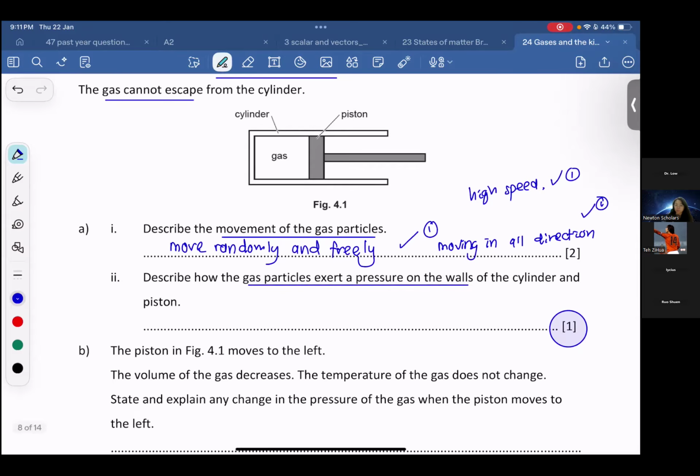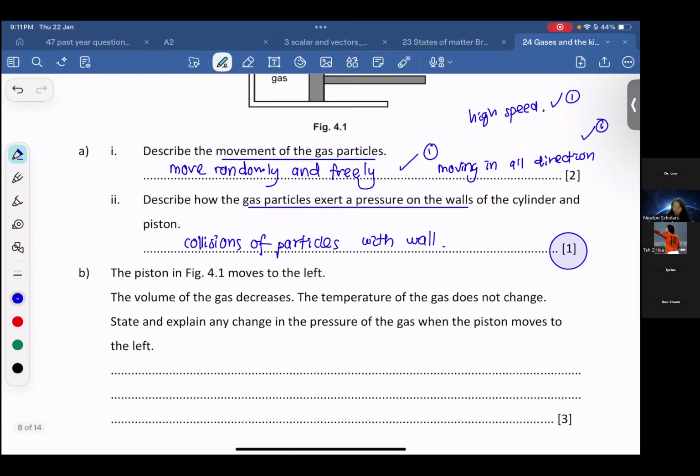Okay, the reason there is a pressure is because of collisions of particles with the wall. Okay. Don't say collision of particles only. It's collision of particles with the wall, because the gas particles collide with the wall.